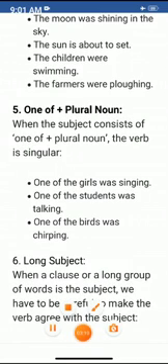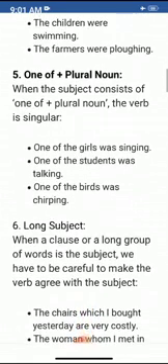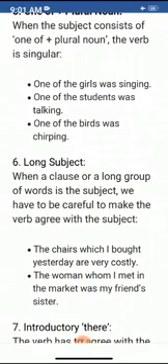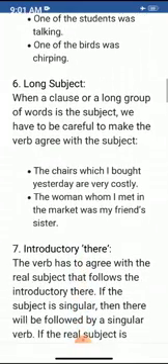Long subject. When a clause or a long group of words is the subject, we have to be careful to make the verb agree with the subject. The chairs which I bought yesterday are very costly. Here the subject is very long: the chairs which I bought yesterday. According to chairs, we used are. The woman whom I met in the market was my friend's sister.